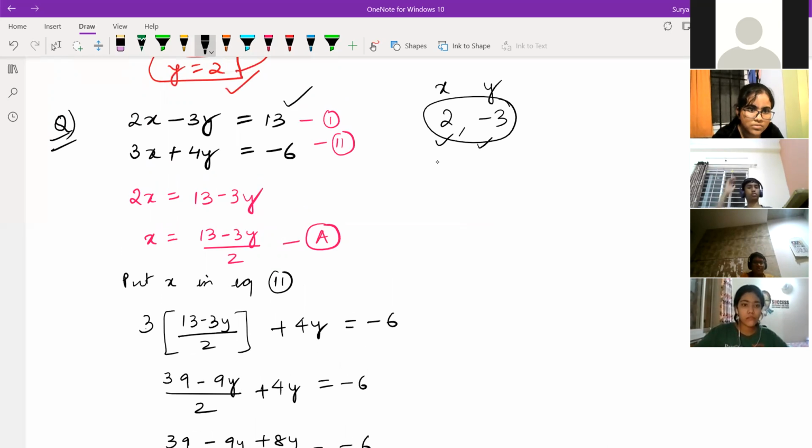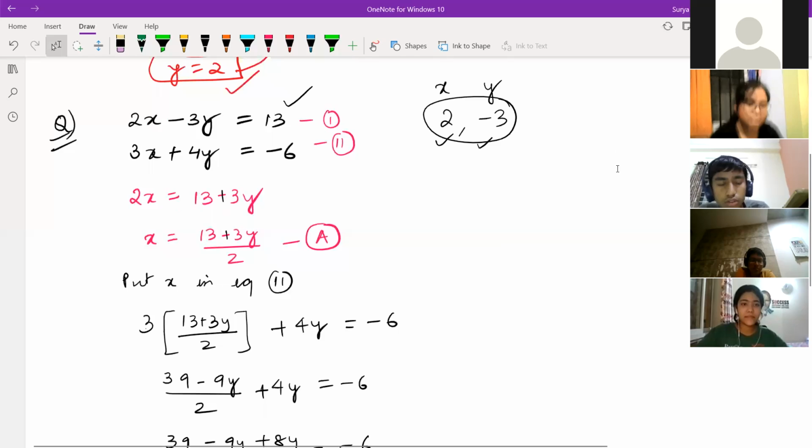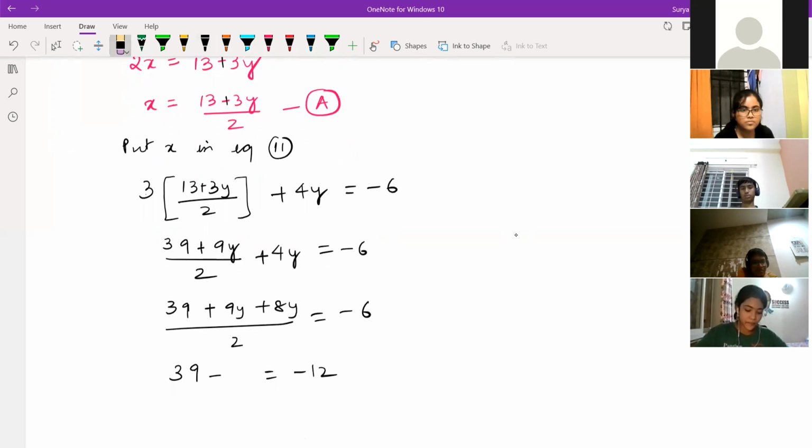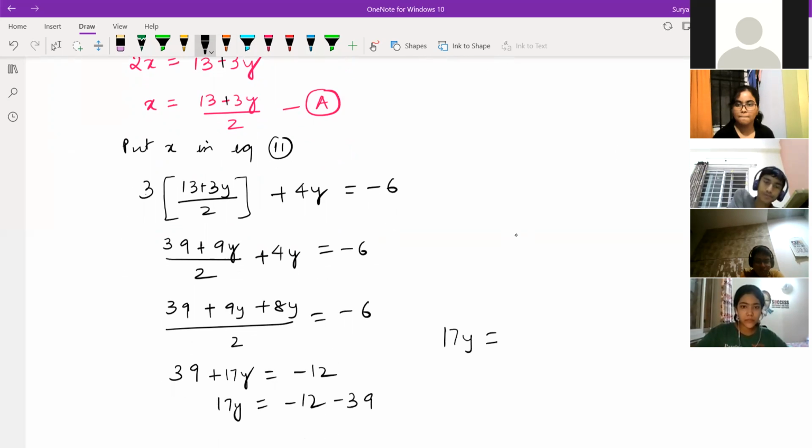Now I'm solving 13 minus 3y. So 13 plus 3y will come here, children. See, we made a mistake. 13 plus 3y will come. So 39 plus 9y. Plus 9y and here you will get 17y, okay? So 17y is equal to minus 12 minus 39. So 17y is equal to minus 51. The y is equal to minus 3.